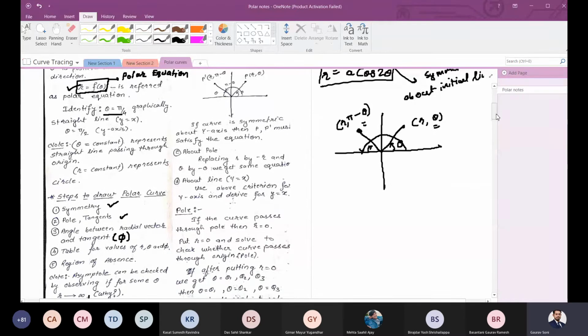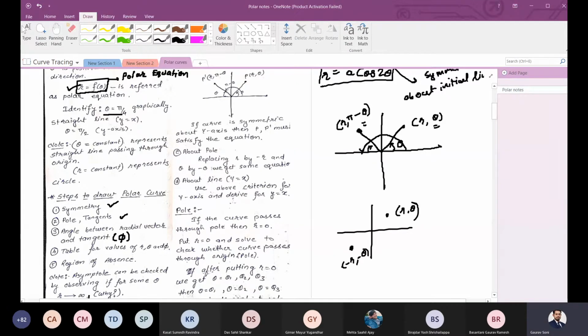Next symmetry: symmetric about pole. What do we mean by symmetric about pole? I told you earlier that if you have a point here, you have to go diagonally opposite. If this is r comma theta, this is going to be minus r comma minus theta. So if after replacing r by minus r and theta by minus theta, we get the same equation, then we'll say that the curve is symmetric about the pole.